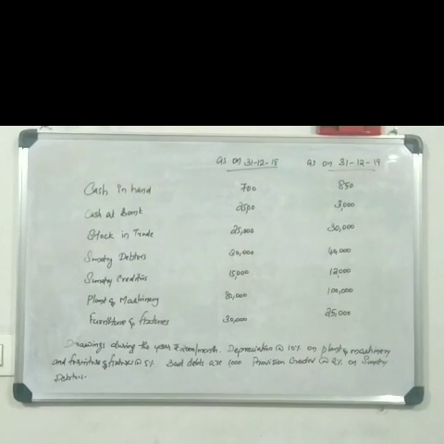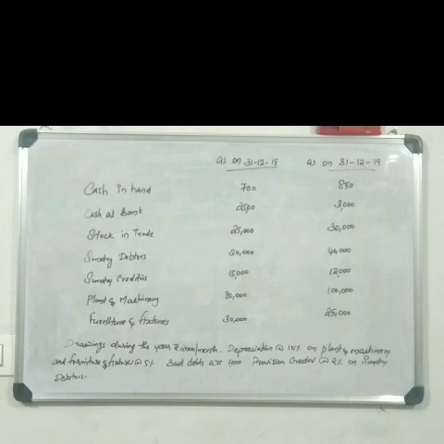So what are the details given? Let us see. We have been given the details as on 31st December 2018 and 31st December 2019, right? So let us look. Cash in hand as on December 2018 is 700 and December 2019 is 850. Cash at bank is 2,500 and 3,000 respectively. Stock in trade 25,000 and 30,000.